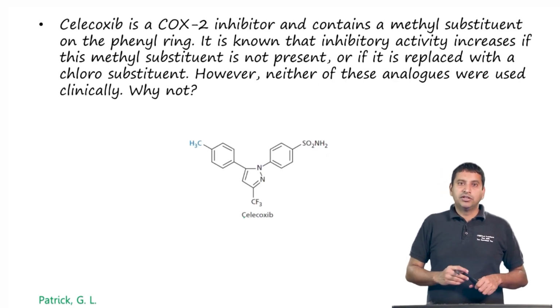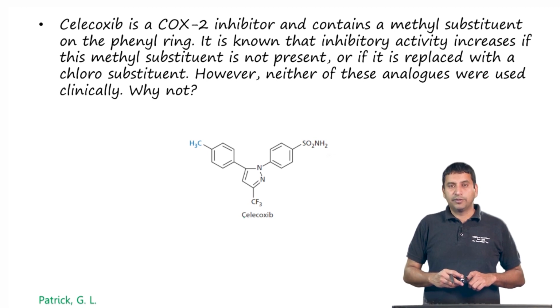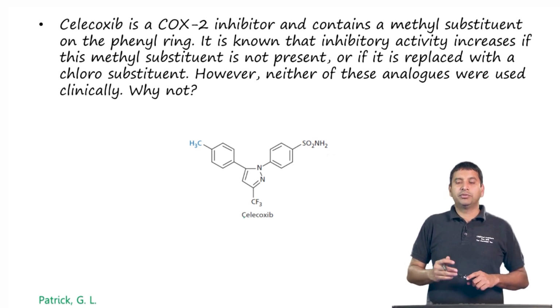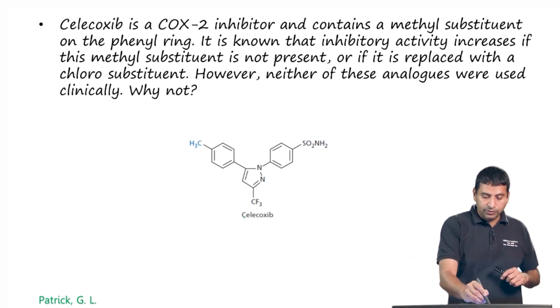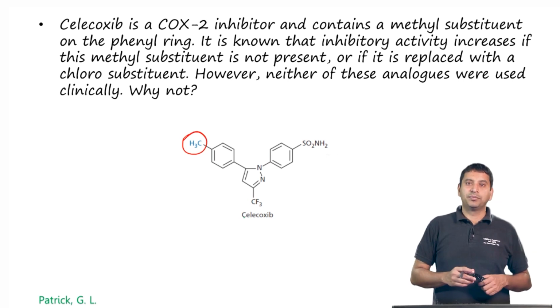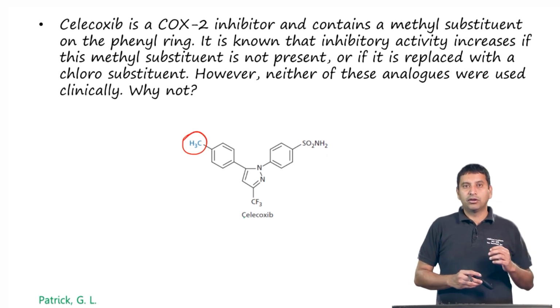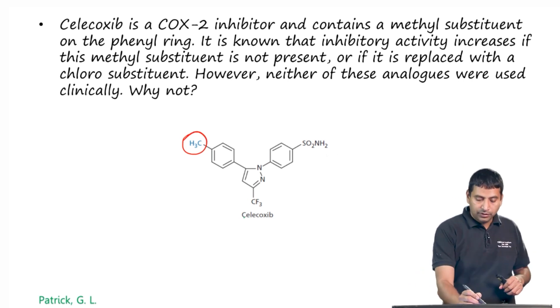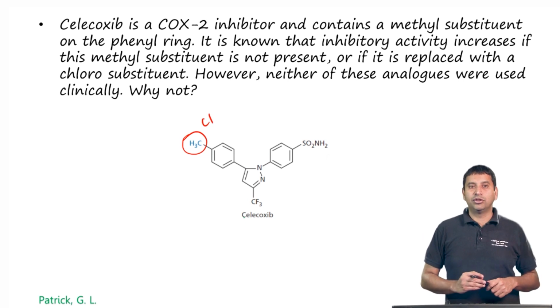The next question: celecoxib is a COX-2 inhibitor and contains a methyl substituent on the phenyl ring. It is known that inhibitory activity increases if this methyl substituent is not present. So, if you have this methyl substituent here and you remove it, it increases the activity, or if it is replaced by a chloro. However, neither of these analogues were used clinically.